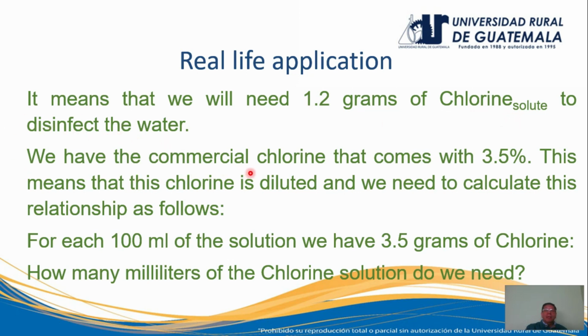We have the commercial chlorine that comes with 3.5% concentration. This means that this chlorine is diluted, and we need to calculate this relationship as follows. For each 100 milliliters of this solution, we have 3.5 grams of chlorine. How many milliliters of the chlorine solution do we need? Let's continue.